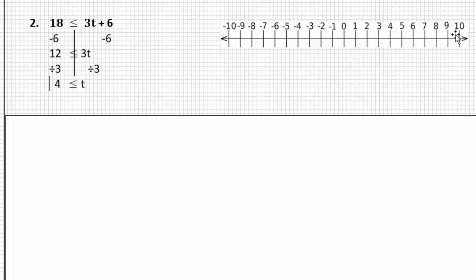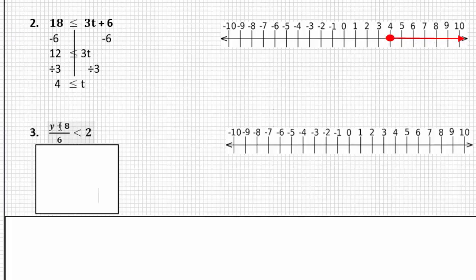So how would that look on our number line? Since t is greater than or equal to 4, I have a closed circle on 4, and I've highlighted all the values to the right to show that it's any of these numbers that are greater or equal to 4.